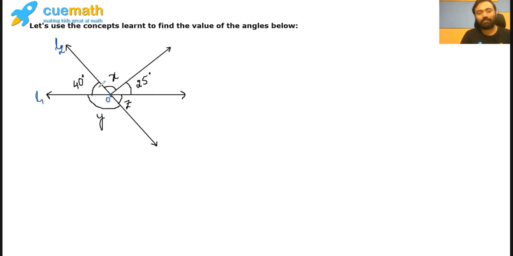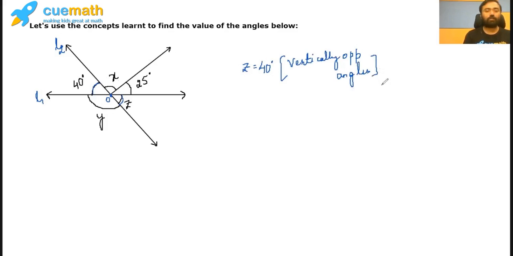So we get two angles which are vertically opposite to each other. So they are this and this. So we can conclude from here that Z equals 40 degrees. And the reason is because they are vertically opposite angles. So as you just saw, how easily we can use this concept to find the value of the unknown variable.